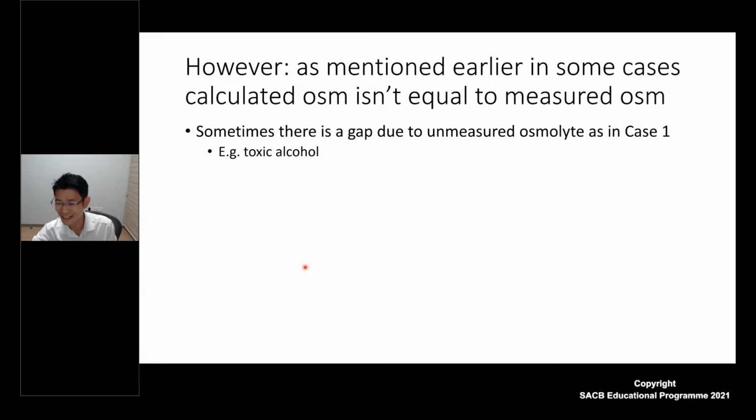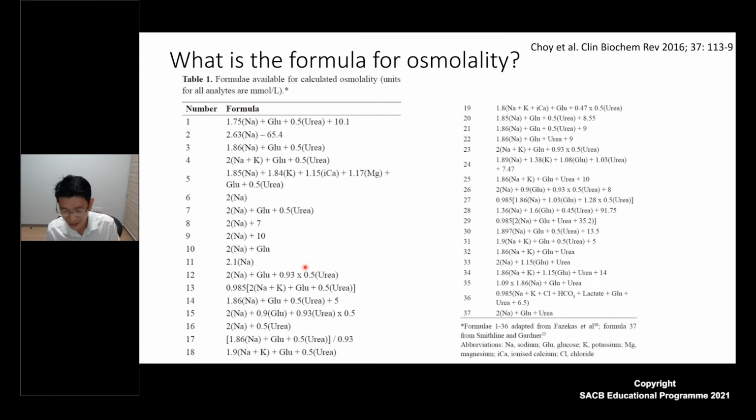But for the remaining 95% of the time, this calculated osmolality is quite useful to reassure yourself that your measured osmolality is correct. Just now I showed you one of the equations for osmolality, but there are at least 37, 38 equations. Generally they are split into two gangs.